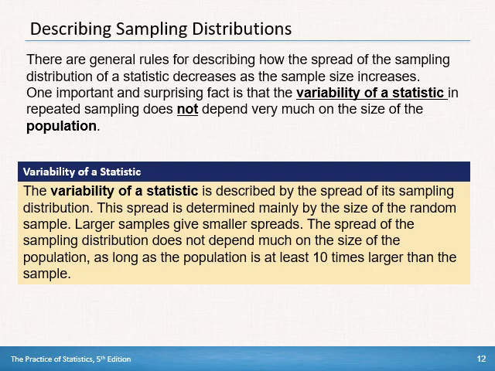So the general rule is, of course, that the larger the sample is, the smaller the spread of that sampling distribution. So larger samples give smaller spreads for our sampling distribution. That means that a larger sample is more likely to be closer to the true proportion that we're trying to estimate than smaller samples.